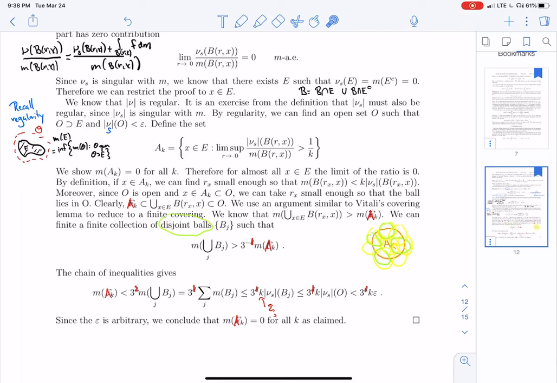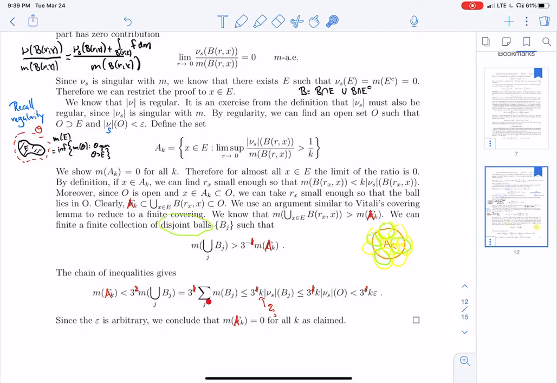But let's take it for granted that you can find disjoint balls B_j, those in green, so that the measure of these disjoint balls is bigger than 1/3 of some M_A_K, so I don't lose much in measure from my set A_K. And once you have that, you just do the chain of inequalities, that's this inequality.